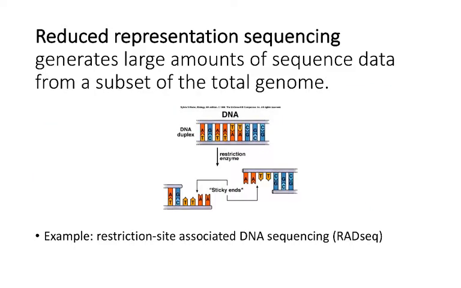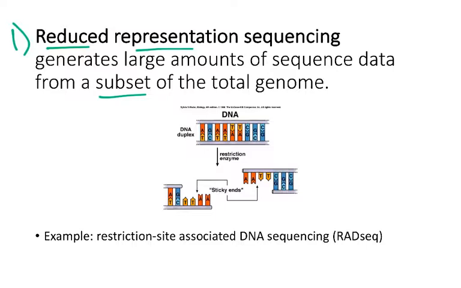So we'll start with the first one, reduced representation sequencing. What this does is it generates large amounts of sequence data. Again, any high-throughput sequencing technique is going to give you lots of data. But you're getting this data from a subset of the total genome. That's where this reduced representation name comes from: you're looking at a subset of the genome.